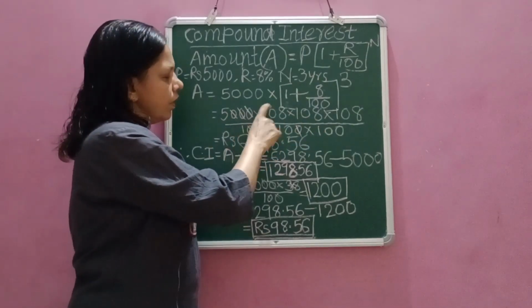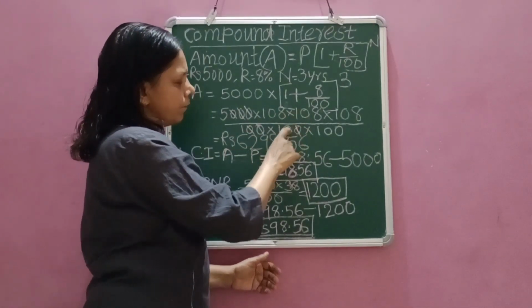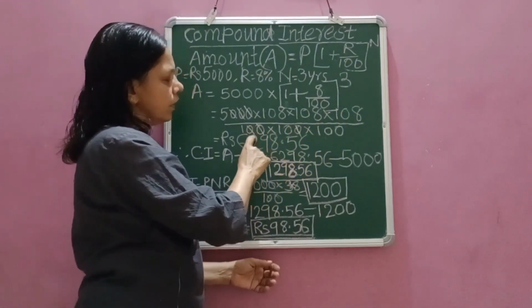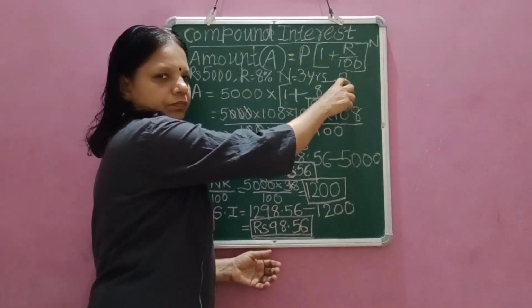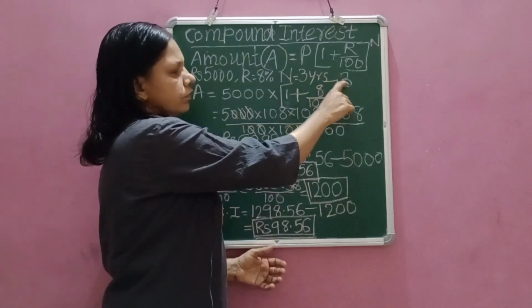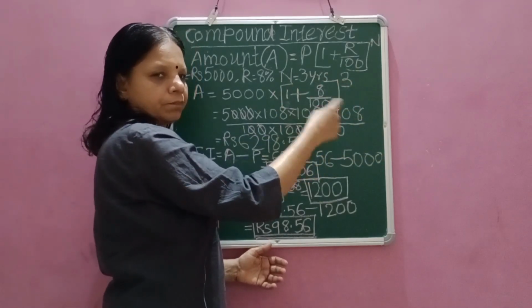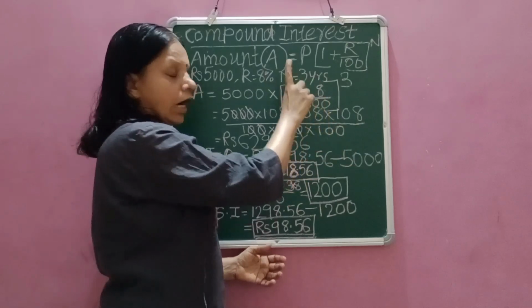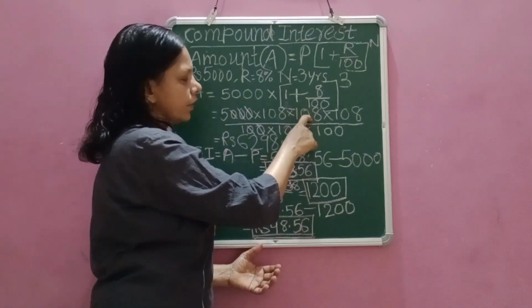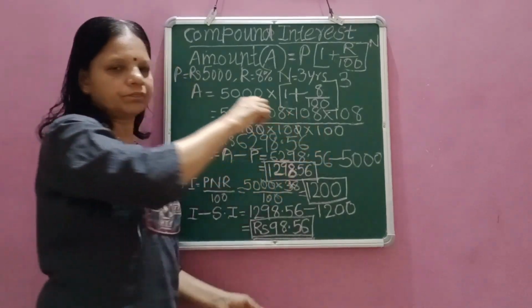So altogether, 5000 is there, and 108 upon 100, how many times? 108 upon 100 into 108 upon 100. So in the denominator, 100s will be there because it is all raised to 3. First you have to cross multiply and simplify, then do the repeated multiplication. How many times do you have to repeat the multiplication? 3 times. What? 108 upon 100. So in the numerator 5000 into 108 into 108 into 108, and in the denominator 100 into 100 into 100.